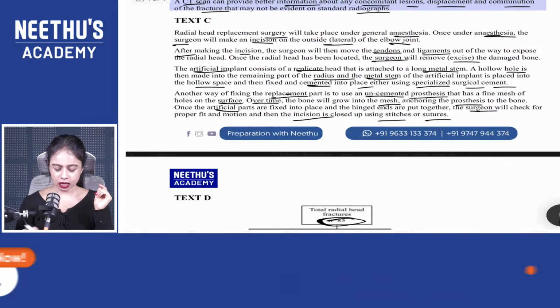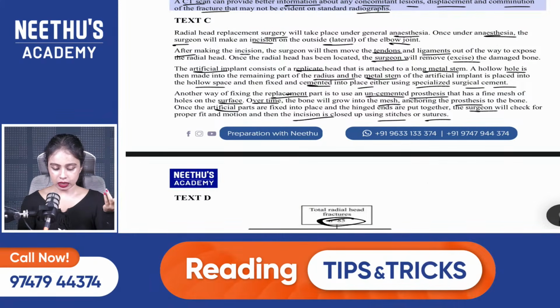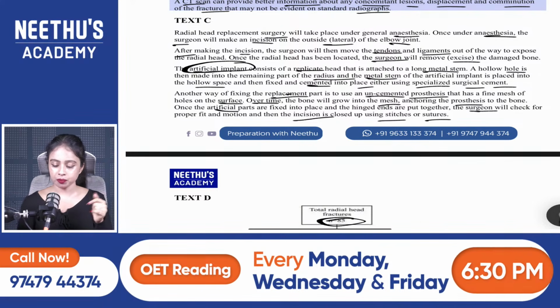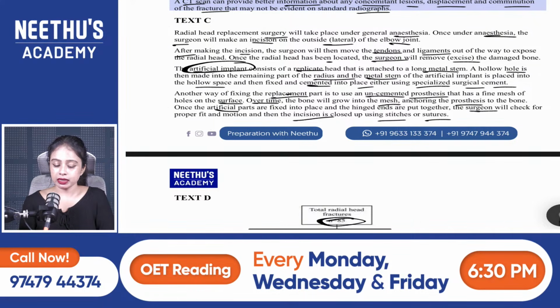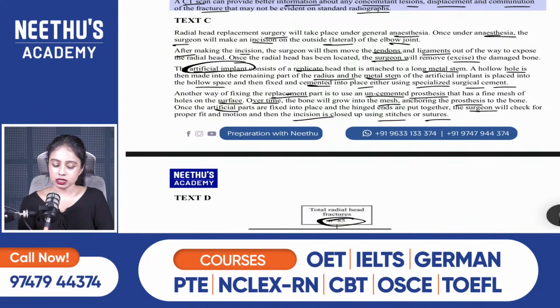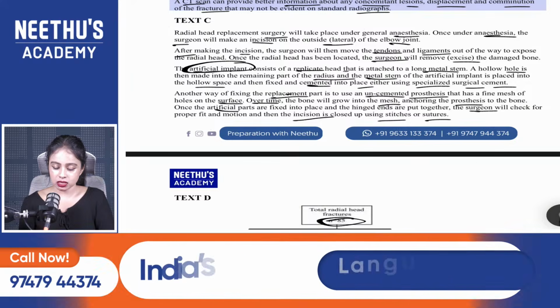In text C, as you can see here in the third paragraph, artificial implant is mentioned. And then we should find out where the characteristics are. So what are the characteristics? It consists of a replicate head that is attached to a long metal stem. A hollow hole is then made into the remaining part of the radius, and the metal stem.